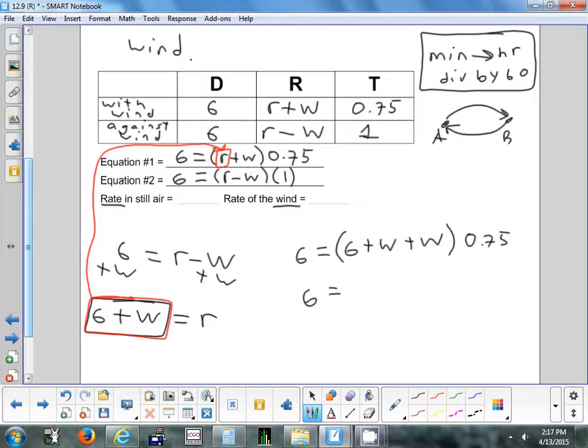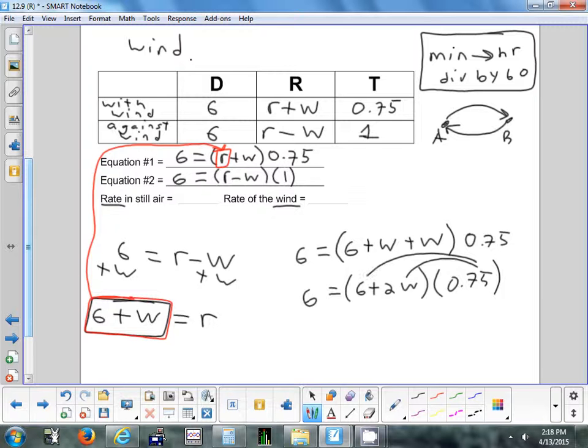475. Okay, order of operations. Start inside the parentheses. What's W plus W? 2W. Marcus, are you okay with it? Yeah. Okay, next step. What do we have to do with that 0.75 now? Distribute. Yep, Sivan? Distribute. Good.